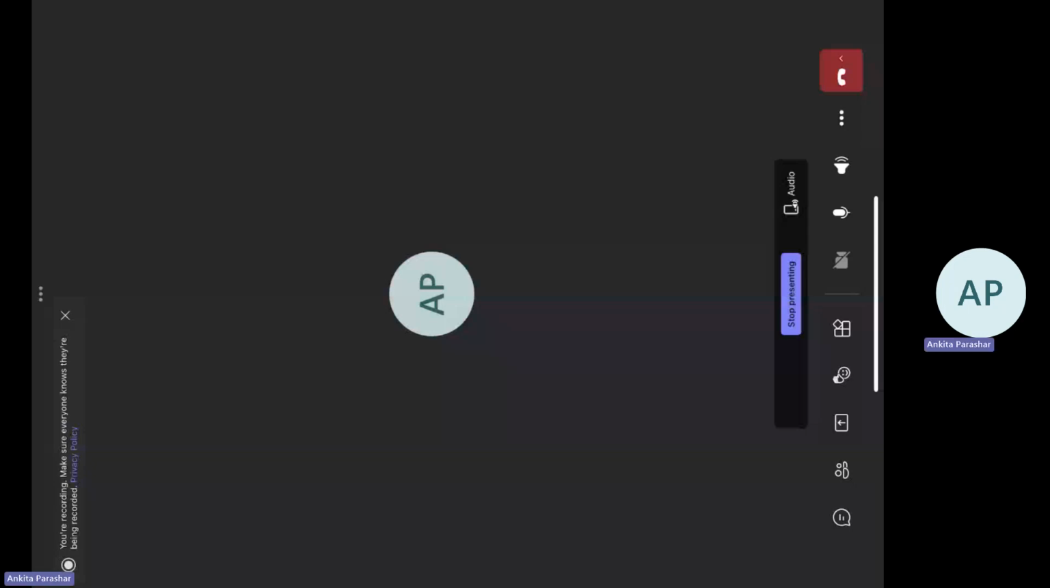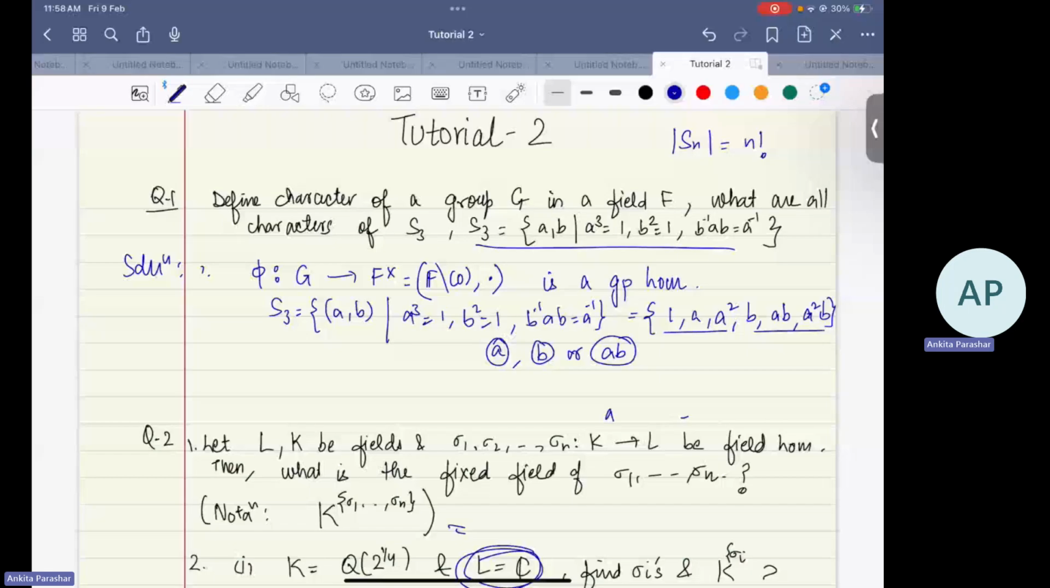Now, as you can see, any element is a power of A, or a power of B, or a product of powers of A and B. When you have generators, any element you can write as a product of powers of generators, and use the definition that it's a homomorphism. So it's enough that you define it on its generators.